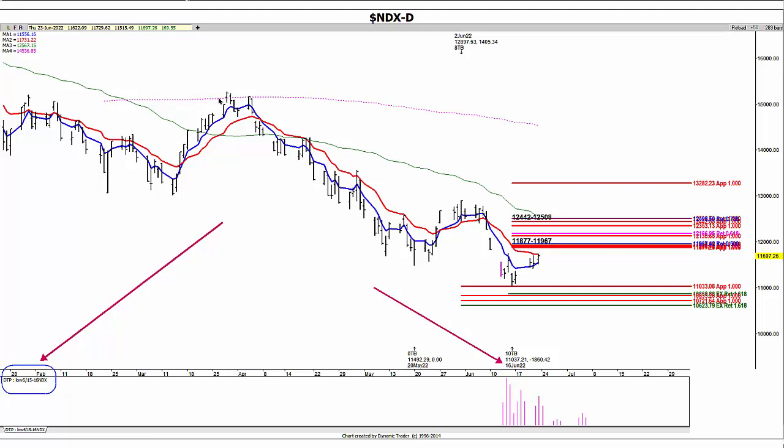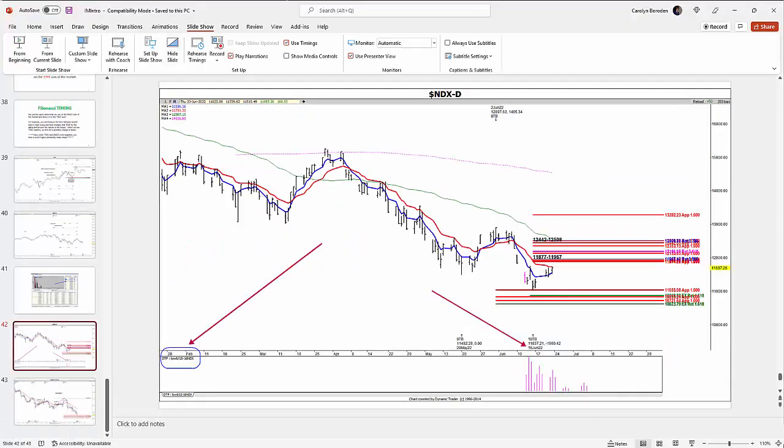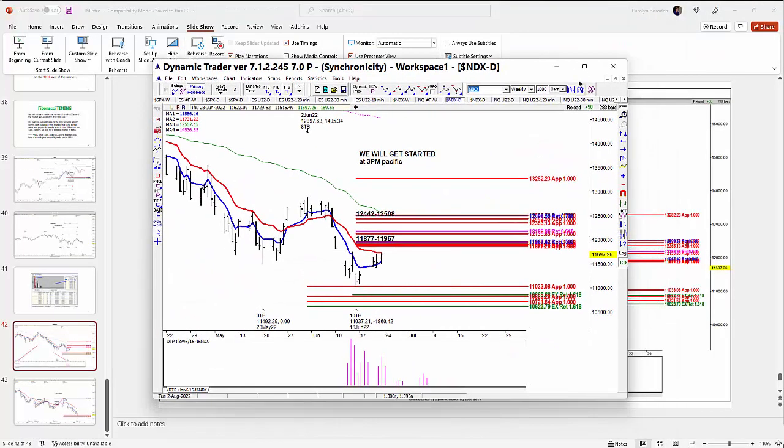No, 1272 and 1618 are good ratios for where moves tend to terminate. So actually, let me just get rid of this, and then I'll show you a couple of the other charts.